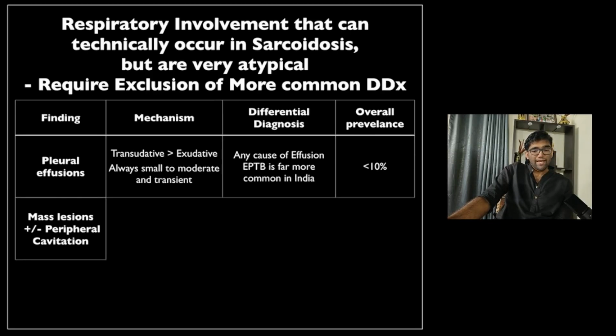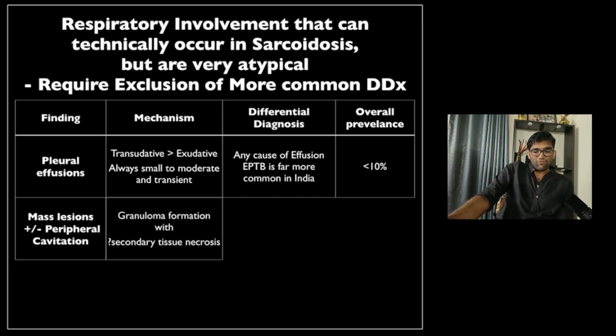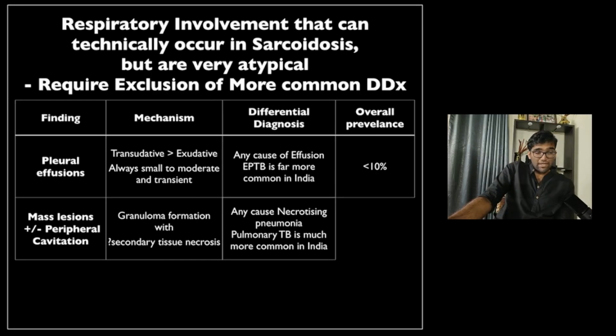Similarly, any mass lesions in sarcoidosis are uncommon. They form in sarcoidosis because of granuloma formation, but secondary tissue necrosis has been described in literature, but is highly unusual for sarcoidosis and would imply a coexistent vascular injury or coexistent infection. Any cause of necrotizing pneumonia, particularly pulmonary tuberculosis, is far more common than sarcoidosis in India. This is a rare finding in sarcoidosis, therefore one must always exercise caution.